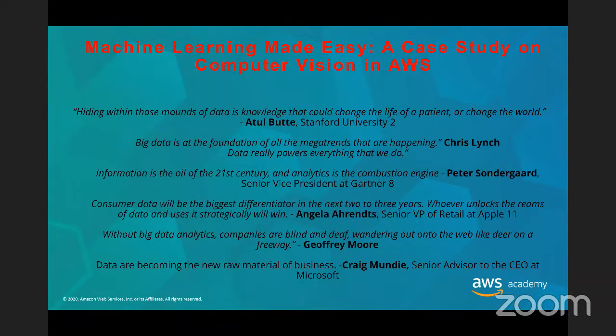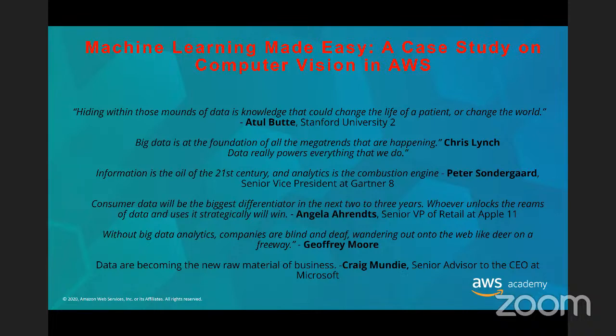Now, this second slide gives some quotations about the value of data. Data is the knowledge that could change the life of the patient in the case of healthcare. Another quotation: information is the oil of the 21st century. And analytics is a very important thing when we are talking about data and information. Consumer data will be the biggest differentiator in the next 2 or 3 years if companies use it for their own planning and strategy. Without big data analytics, companies are blind and deaf.